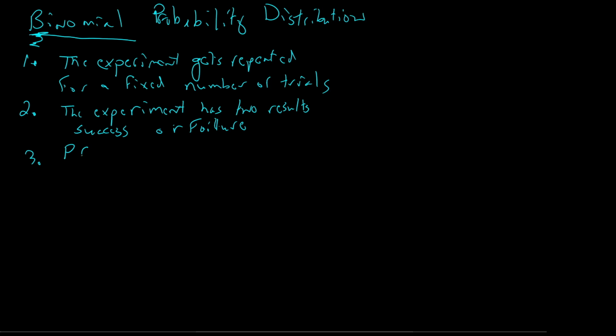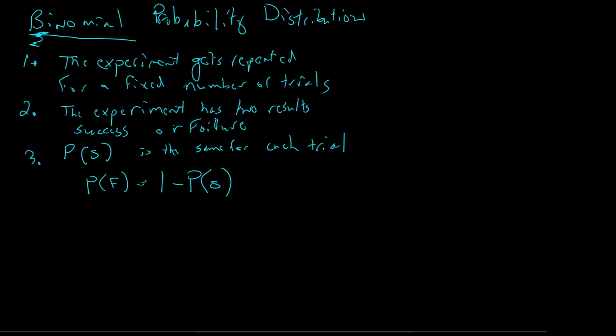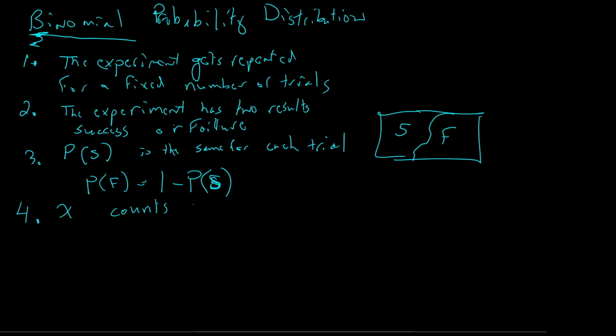And we will denote the probability of success as P of S is the same for each trial. Which also means that the probability of failure is 1 minus the probability of S. Right? Because if you only have 2 outcomes, they have to add up to 100%. And 1 minus the probability of the success will give you the probability of failure. We think about the sample space, and we can say that's the probability of success, and that's the probability of failure. They have to add up to the total. And X counts your successes. And so that's what we base the binomial probability distribution off of.